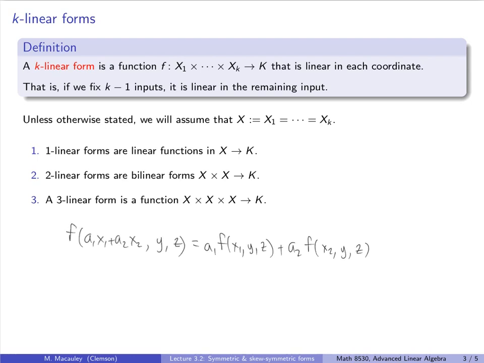So notice that if I ignored the second and the third coordinates, then f is linear in the first coordinate because of this relation. Now, if we don't specify the k, if we just know it's a general form, then we will call it a multilinear form.